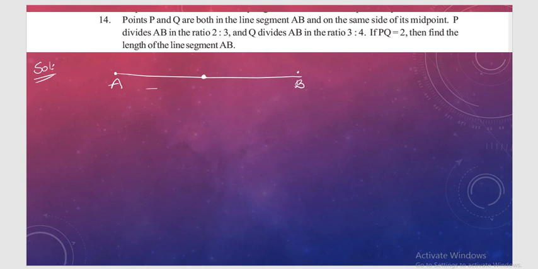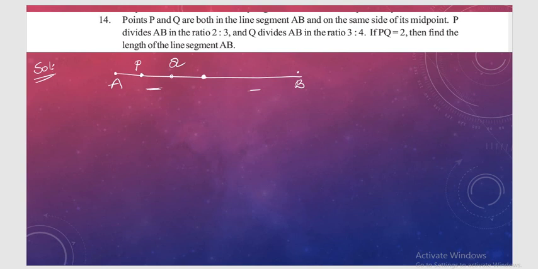Same side means either you can take this side or this side. That's up to you. You can take on any of the sides. So what I am doing is I am taking it on this side. So this is P and this is Q. Right.